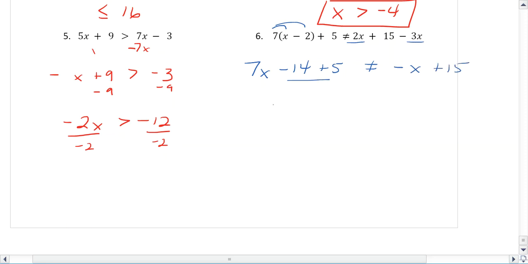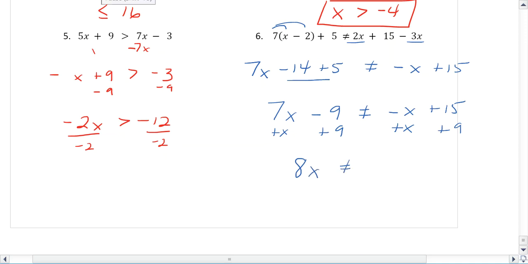Over here, we can go ahead and combine these like terms, and that would give me minus 9 is not equal to negative x plus 15. So now I'm going to add an x to both sides, and I'm going to add a 9. I'm going to do 2 steps at once here, so I hope that's okay with you. 7x plus 1x is 8x, and this is not equal to 15 and 9 is 24. Last step, divide both sides by 8, and so I get the fact that x is not equal to 3. And so what this means is that x can be anything else, but it's just not equal to 3.